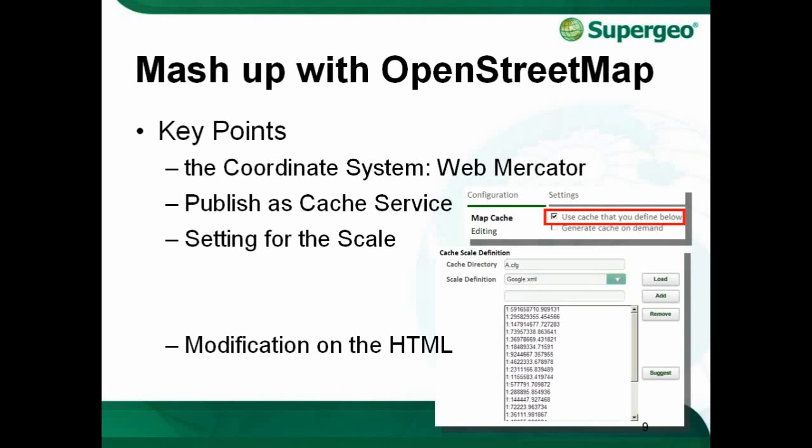The third key is setting the scales that OpenStreetMap assigns. In this version, SuperGIS Server Manager has created a prototype for users. From this drop-down menu, choose the Google.xml and click on the Load icon. Then the scales will be loaded automatically. As for the last one, we need to do some modification on the HTML file after we create a web application. I will explain this in detail later.